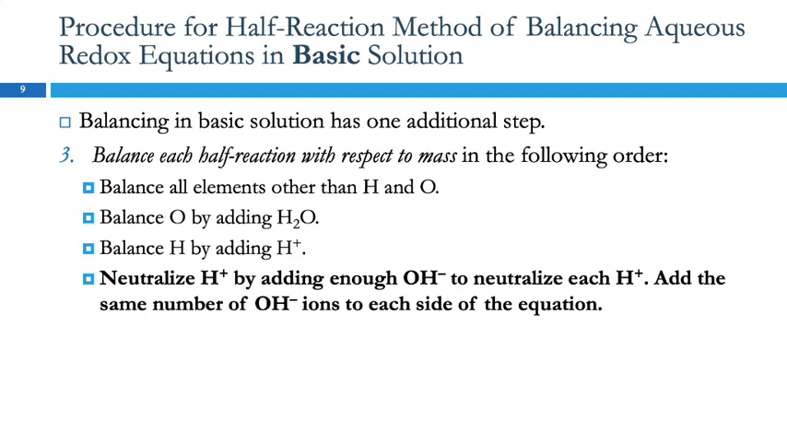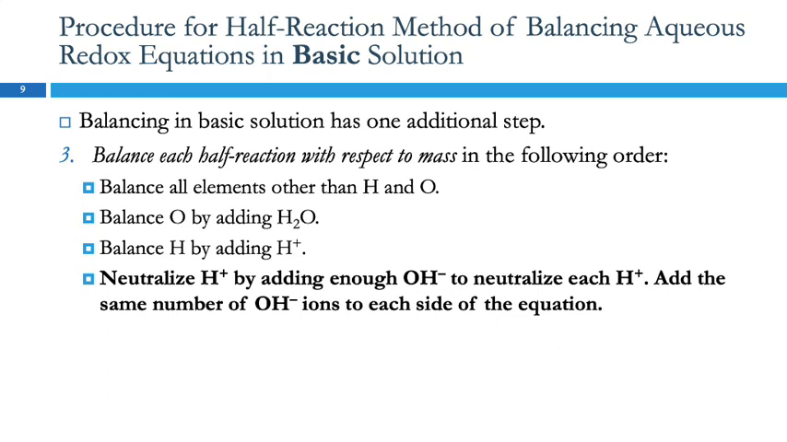There's one extra step if it's a basic solution. The mass balancing, we're going to do everything but hydrogen and oxygen. We balance oxygen by adding water. We balance hydrogen by adding H+. This is the same. Here's the one extra step. A basic solution does not have hydrogen ions floating around. It has hydroxide ions floating around. So we're going to add hydroxide ions to both sides to neutralize the hydrogen ions.